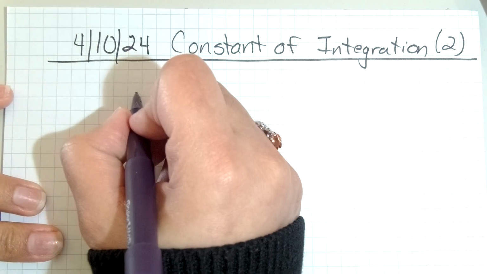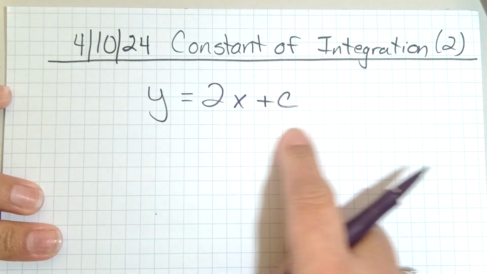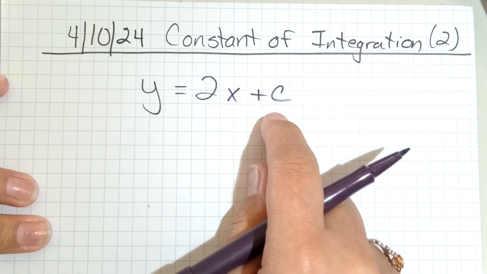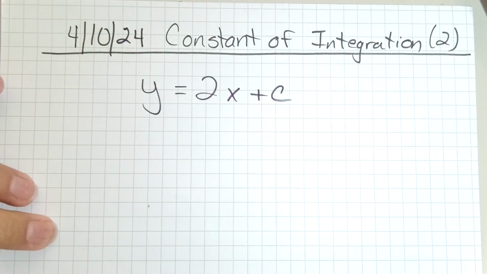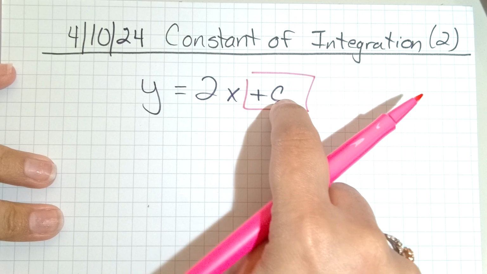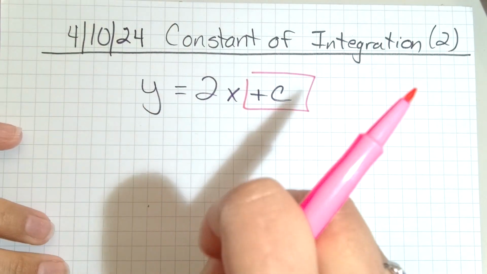But remember that when we solve, for example, the 2x plus c, this was the answer to number 1 on the do now, right? Yeah. So this is the answer to number 1. What we're going to do today is solve specifically for c. We're going to be given some specific information to help us solve for c.